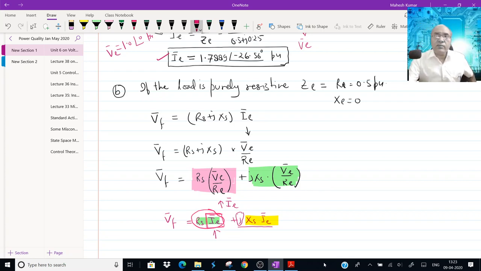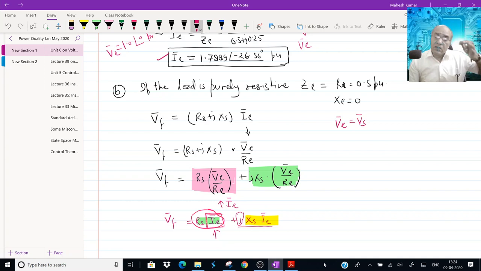So what do we conclude from this? From this we conclude that if we want VL equal to VS, without any real power loss, in that case the load cannot be purely a resistive network. It has to have some reactive part that has to be compensated by the compensator.